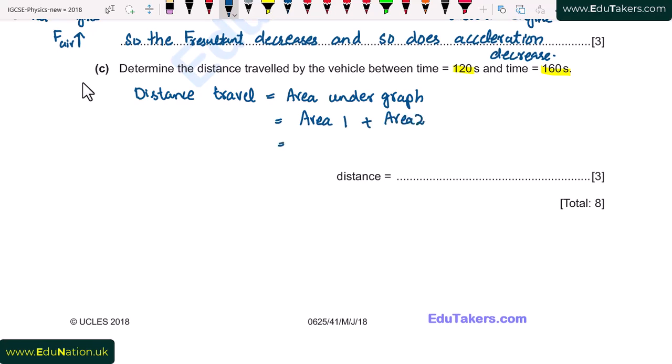Area 1 is actually the triangular region, so it will be 1 over 2 multiplied by 10 and 40, plus, for the rectangular region it will be 20 multiplied by 40, so that the total distance travelled comes to be 1000 meters. I write here distance is equal to 1000 meters.